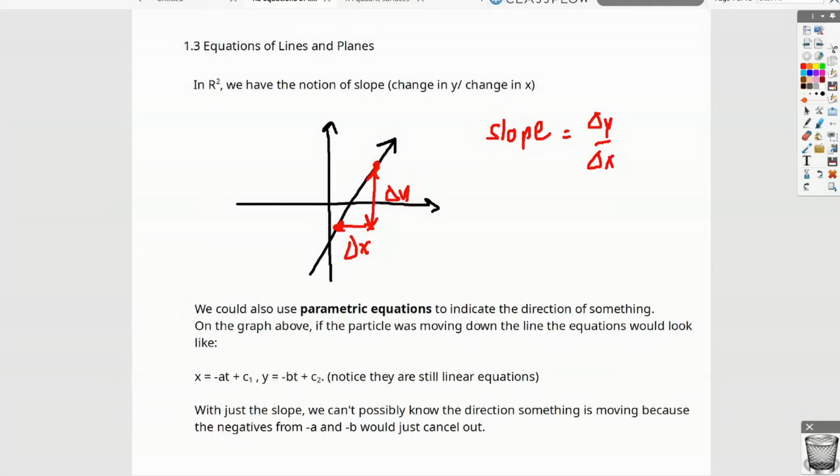Welcome back to 1.3 Equations of Lines and Planes. Today we will be learning about lines and planes in 3D, or in R3, which is something that I'm going to use. I'm going to use this notation, R2, R3. R2 is the XY plane.